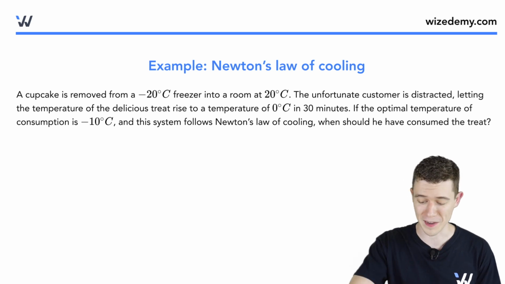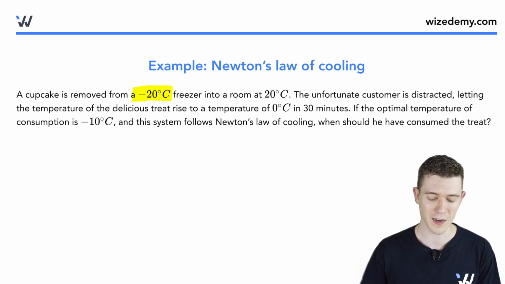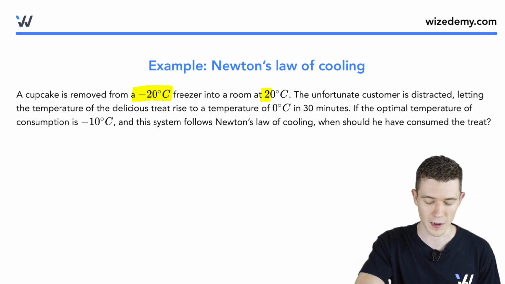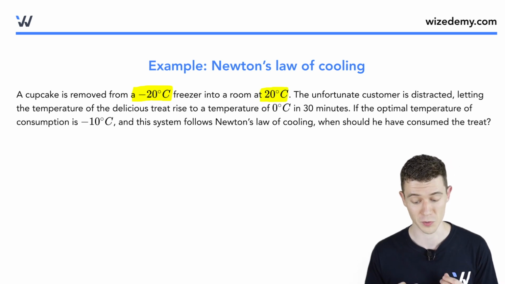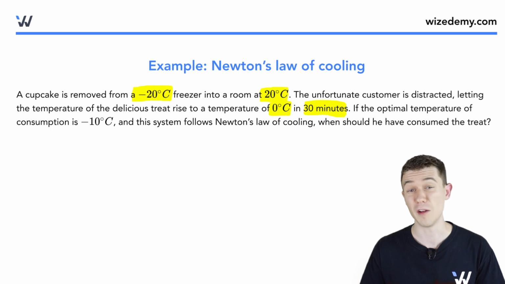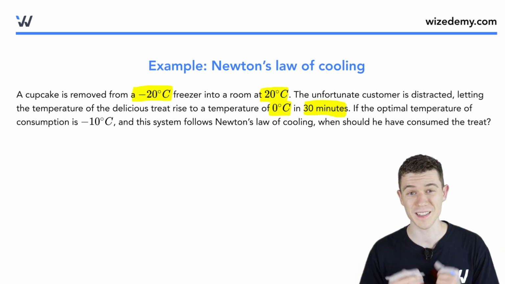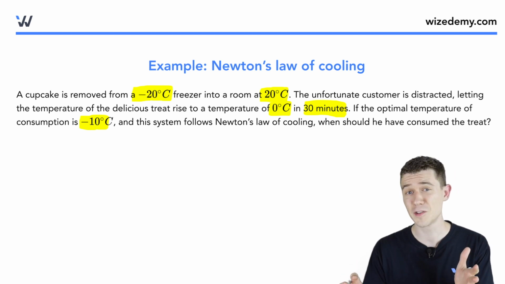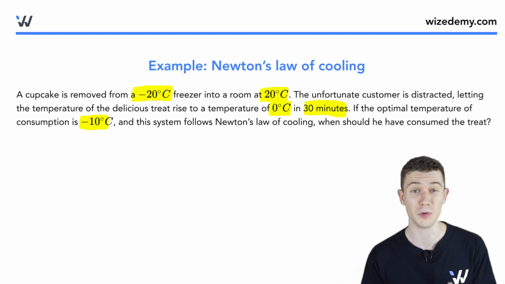I sure like cupcakes. A minus 20 degree cupcake is pretty cold, but then it was left out at a room temperature of regular 20 degrees. Now it took 30 minutes for that cupcake to become 0 degrees, and we know that apparently the best time to eat that cupcake is minus 10 degrees. Hindsight's 20/20, and we can use Newton's law of cooling to determine when that cupcake should have been eaten.